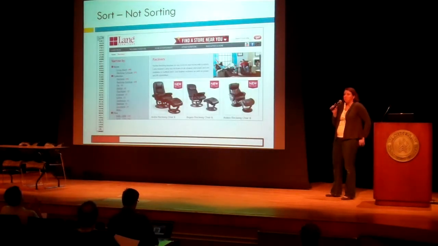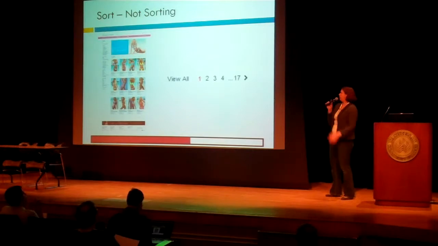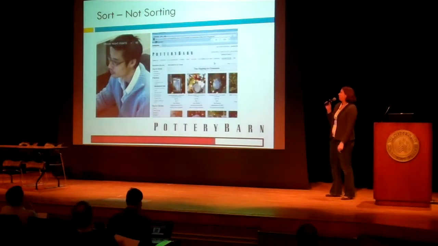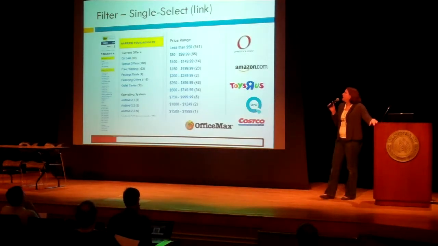Some people just don't sort. This is Lane Furniture's recliner website. That was the whole website. They didn't have sort. Victoria's Secret, no sort. And they had 17 pages of results. Pottery Barn last year had no sort on their website.